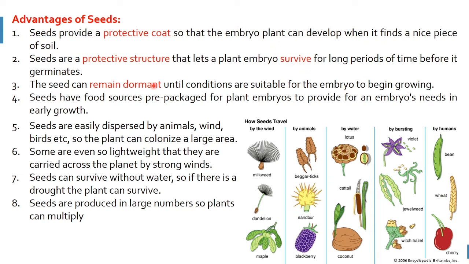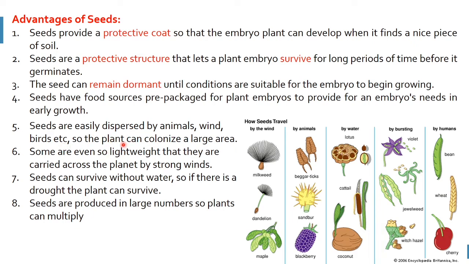So the seeds can remain dormant until conditions are suitable for the embryo to begin growing. So they remain dormant, meaning they can remain for longer times than the main plant. They also contain food sources pre-packaged for plant embryos to provide for an embryo's needs in early growth. So they contain cotyledons as food sources. Then seeds are easily dispersed by animals, winds, birds, etc.